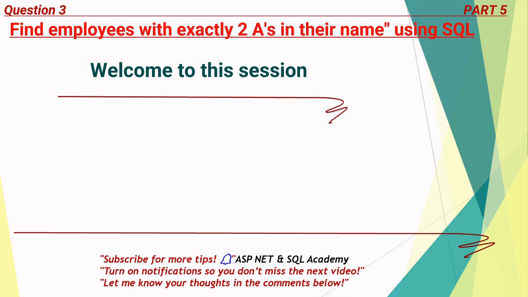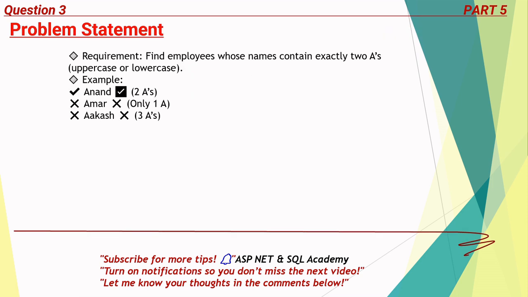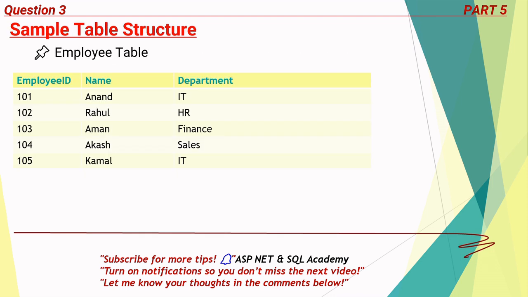Welcome. In this session, we will learn how to find employees whose names contain exactly two occurrences of the letter A using SQL. Our goal is to retrieve employees whose names contain exactly two A's. For example, Anand qualifies but Amar does not, since it has only one A, and Akash does not, since it has three A's. Here is our sample employee table. We need to find names containing exactly two occurrences of the letter A.